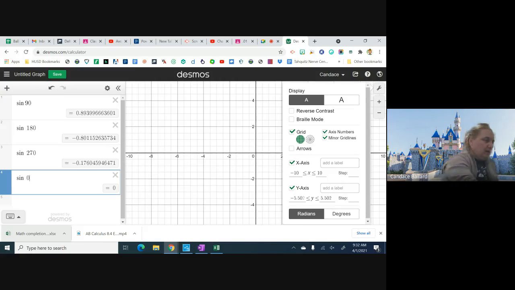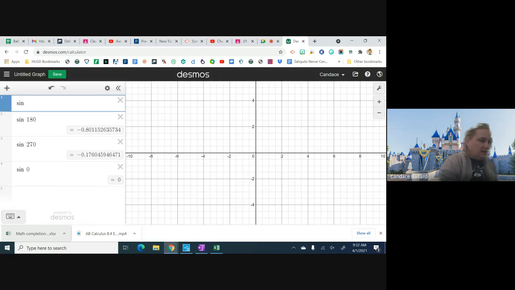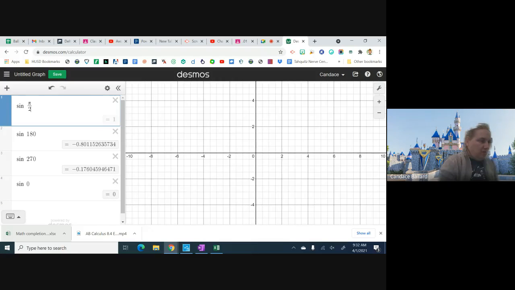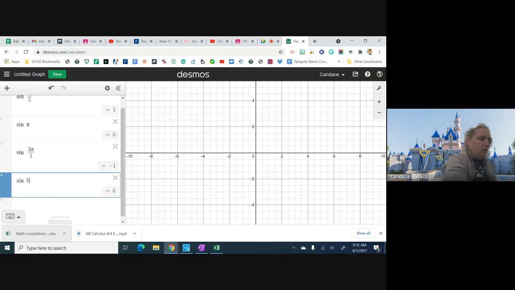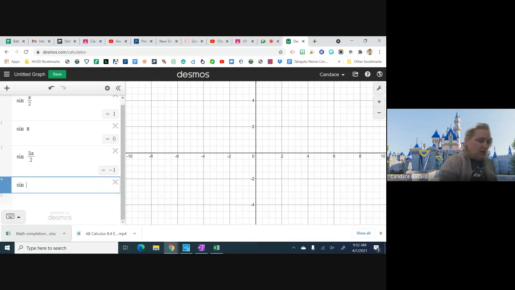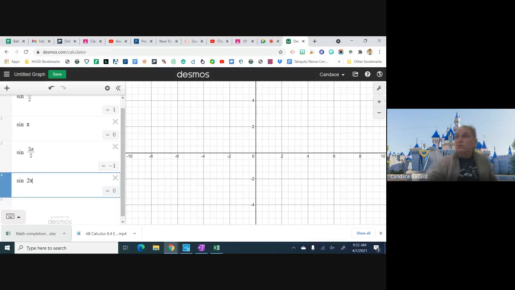Okay, let's say that instead of sine of 90, it was sine of pi divided by 2. Look at it, still 1. Sine of pi, still 0. Sine of 3 pi divided by 2, still negative 1. And then sine of 0 or sine of 2 pi, still 0. Okay, so it worked, right? The coordinates worked, right?